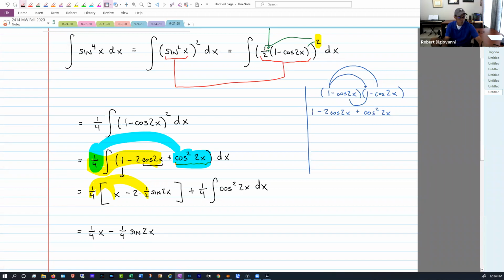Now, I've already distributed the 1/4 through here, just so everyone knows that's where these two pieces came from. But we're here with Christopher, and Christopher is suggesting the half angle formula. Good job, Christopher. Let's move on to Stephanie.